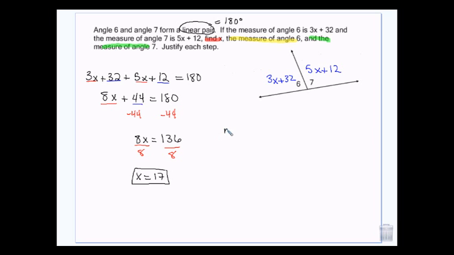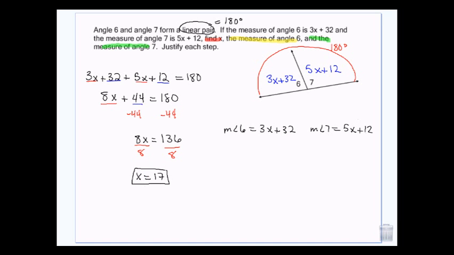So when you set it equal to 180, you're looking for that line, not the wall. Set it equal to that line. The only way to solve this is to know what the total is. This whole total is 180. If it was something like this and it was 90 degrees, then the total would be 90. In this case, we had the 180.